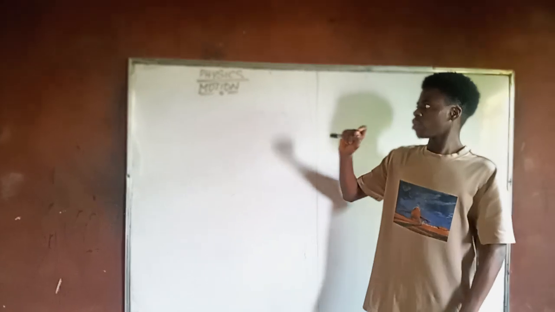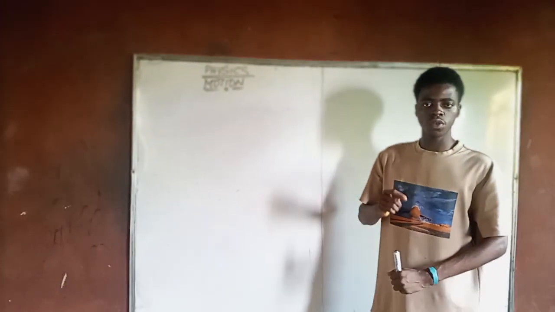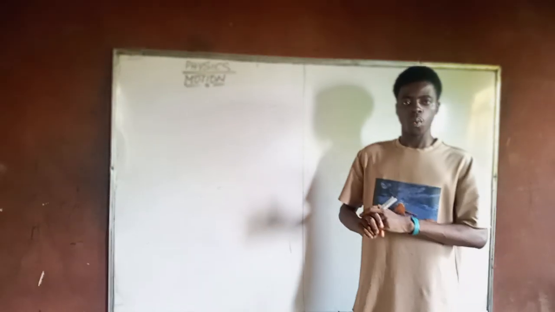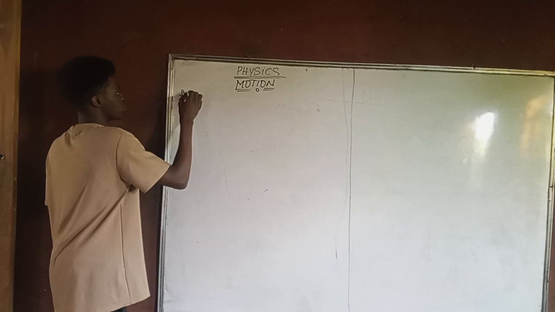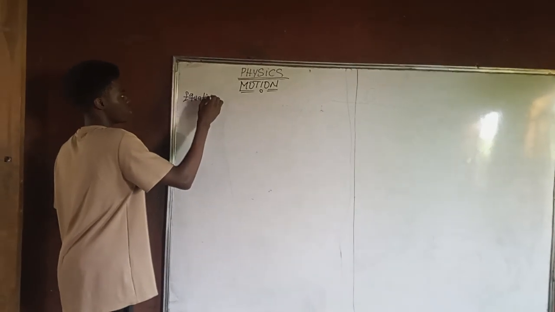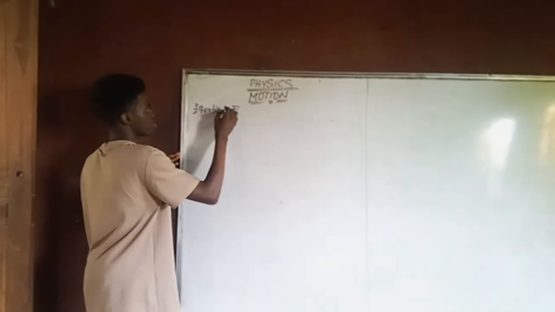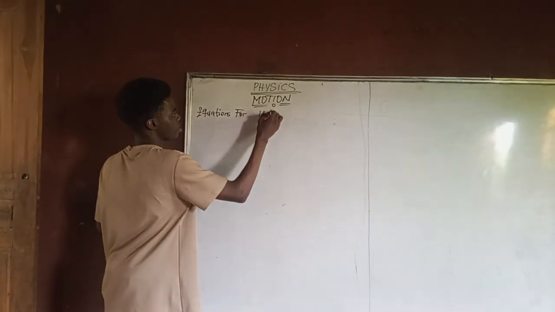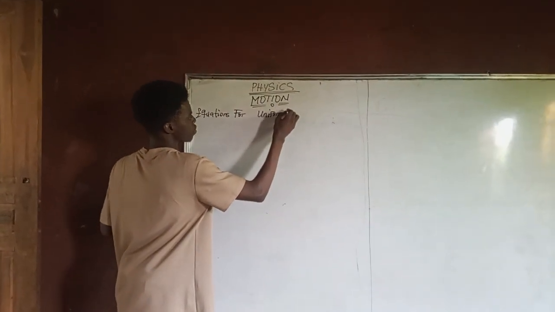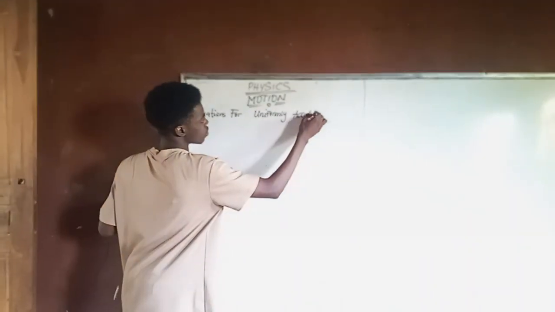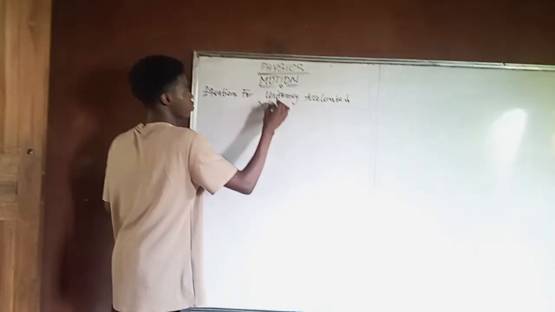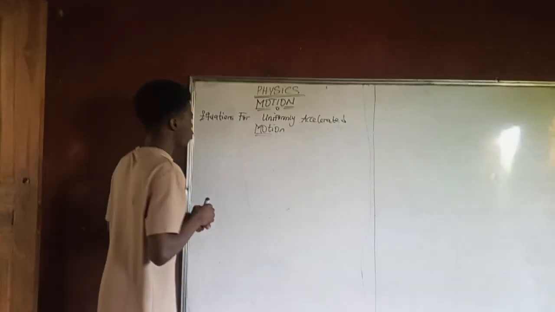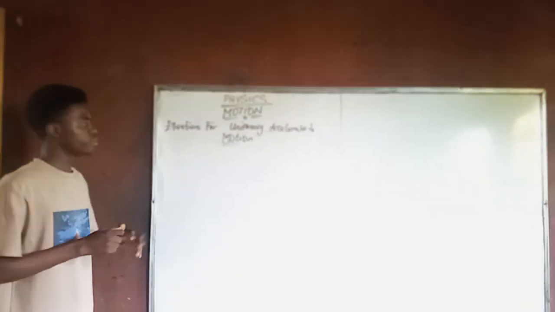A quick one: we have equations we use for uniformly accelerated motion. Quickly, I'll write them out on the board, so you can put that down in your journal and your notebook. Equations for uniformly accelerated motion.